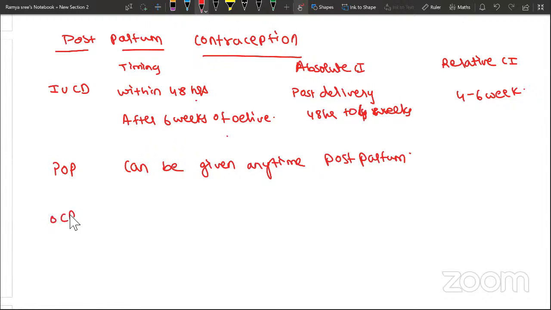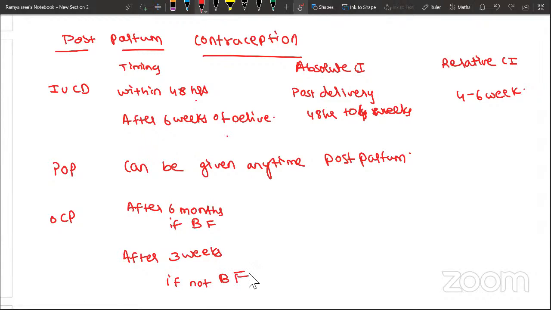Okay. Coming to the OCPs. OCPs should be given after 6 months. If breastfeeding, after 6 months, because estrogen decreases breast milk production. So OCPs should be given after 6 months if breastfeeding, and after 3 weeks if not breastfeeding. Why? Because this is just going to disturb the breastfeeding. So if she's not breastfeeding, you can start after 3 weeks, right?